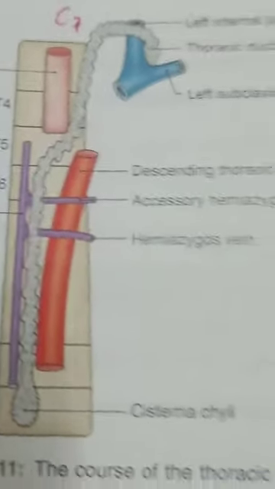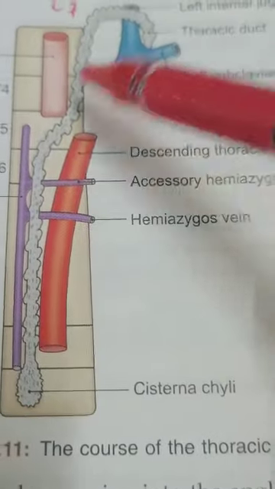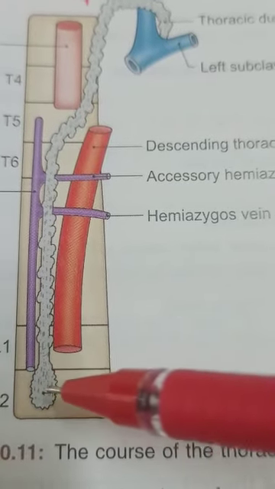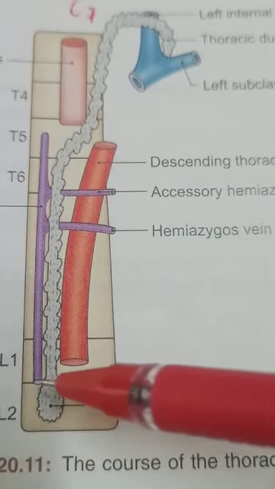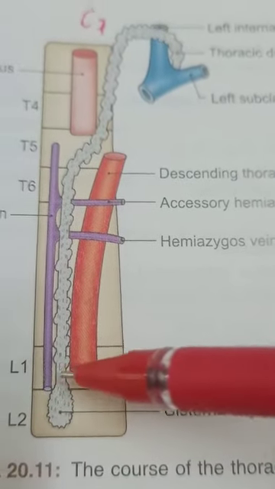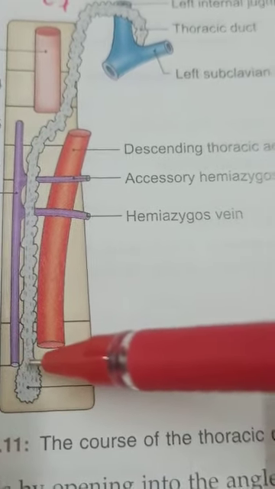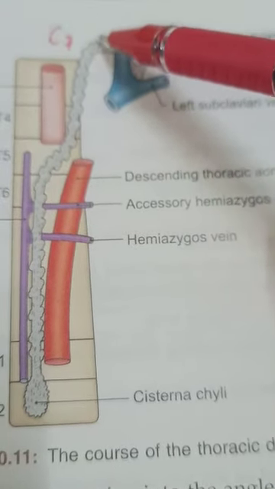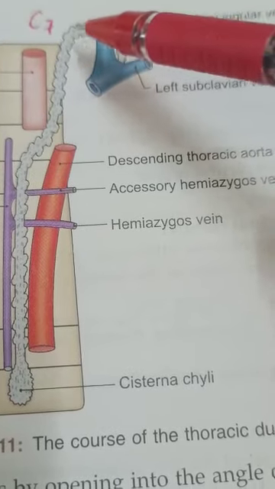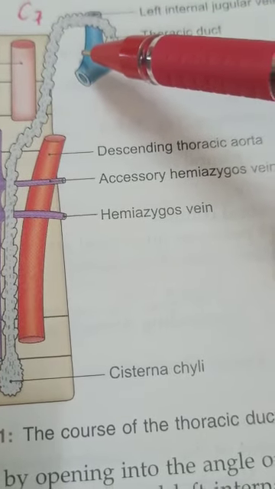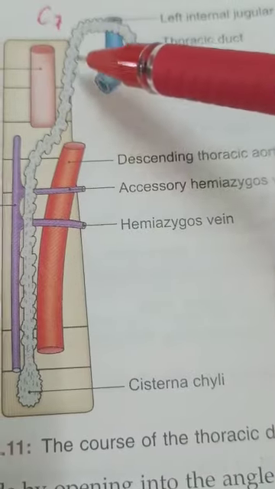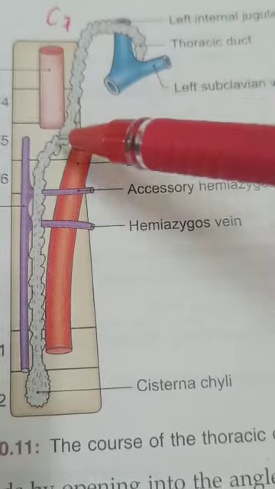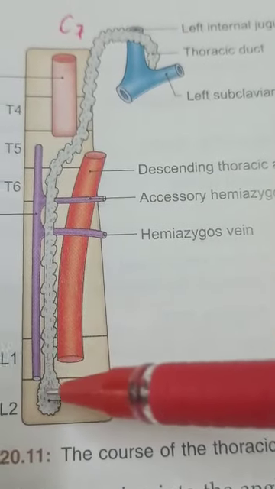The thoracic duct is the largest lymphatic vessel in our body, and it extends from the upper part of the abdomen at the level of L1. It passes through the thorax and reaches the neck region, crossing the posterior and superior mediastinum. Then it ends in the neck region. This white colored structure is the thoracic duct.